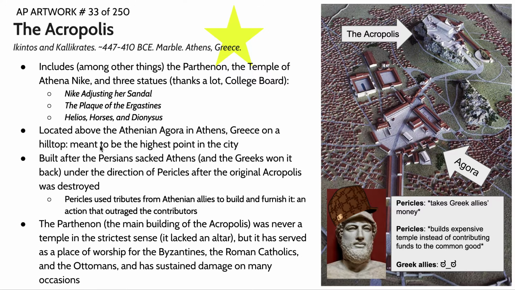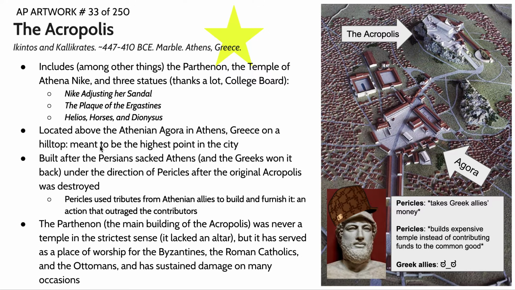So this complex of structures is located on a hilltop. You'll recall from our other units in ancient history that height is of pretty high importance in the ancient world. Typically that means you are close to the gods, you are close to the sky. Also, this is the highest point in the city, so you can preside over everything from this region. It is a strategic location.